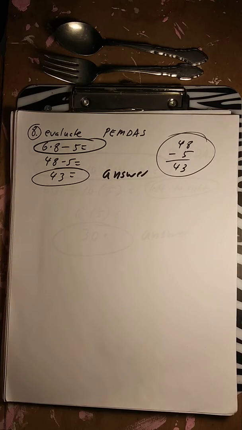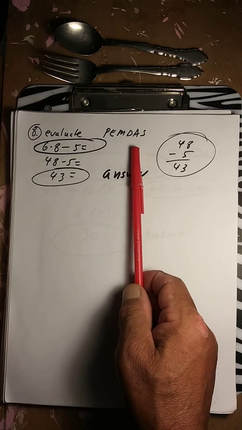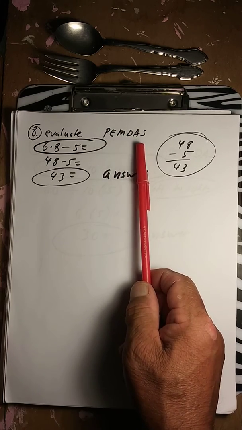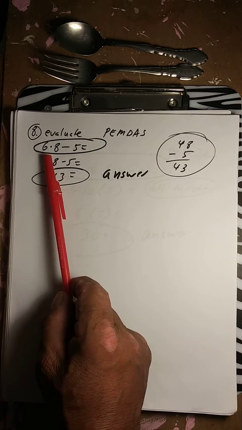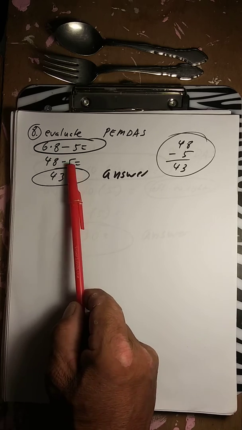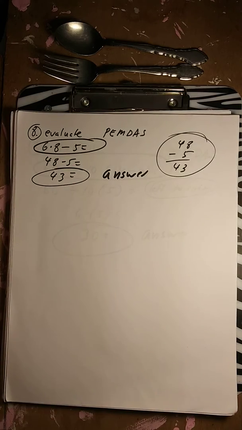Evaluate this. PEMDAS. Please excuse my dear Aunt Sally. Parentheses, exponent, multiply, divide, add, subtract. So let's do the multiplication first. 6 times 8 is 48. 48 minus 5 is a 43.